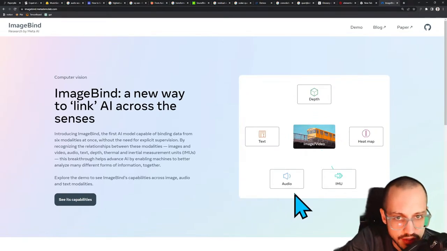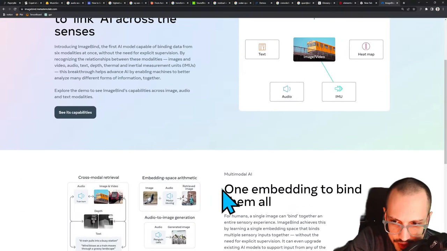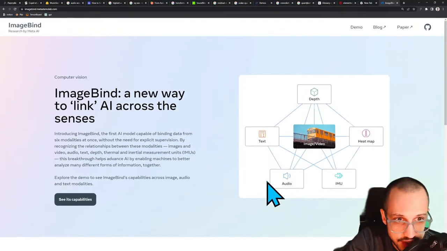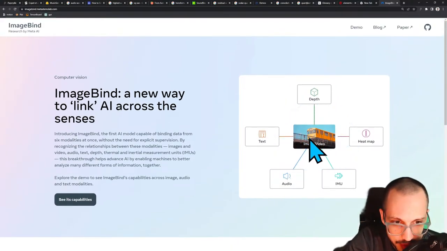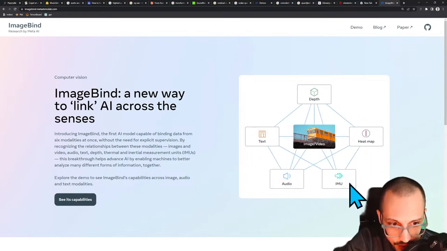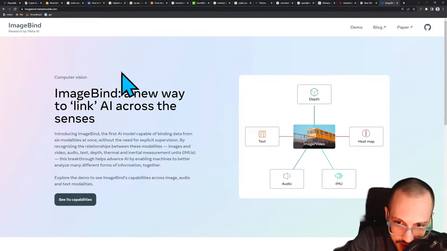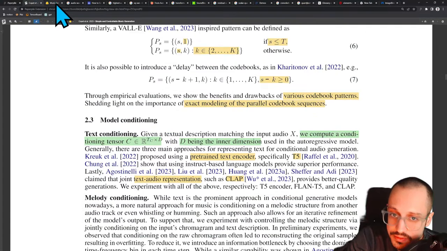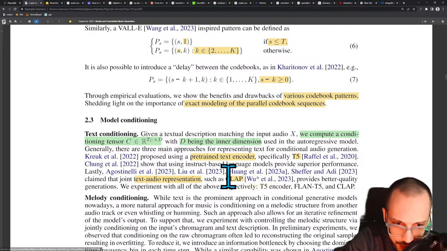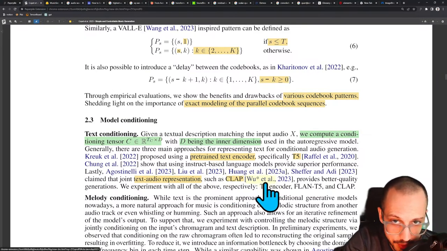But after we read this paper, it turned out that largely what they did is they used the CLIP embedding space, which is text and image, and then they just projected all of these other ones into it, right? So audio, IMU, heat map, and depth. So ImageBind embedding space is basically CLIP embedding space. I don't know what CLAP embedding space is. Maybe it's its own thing, or maybe it's just a variant of the CLIP embedding space as well.